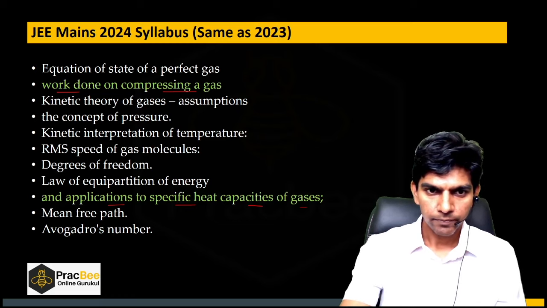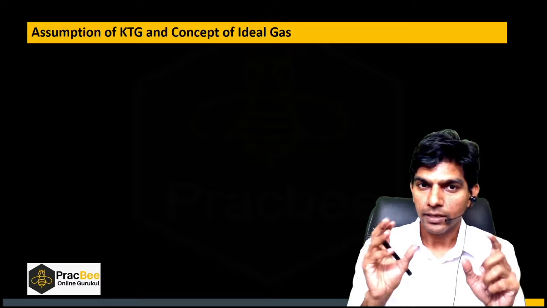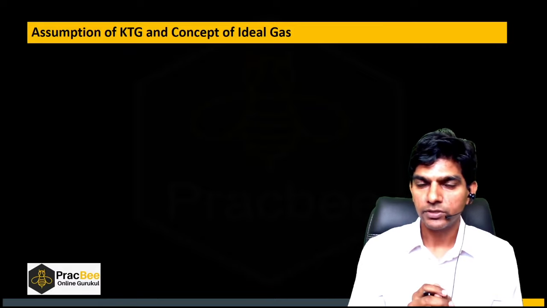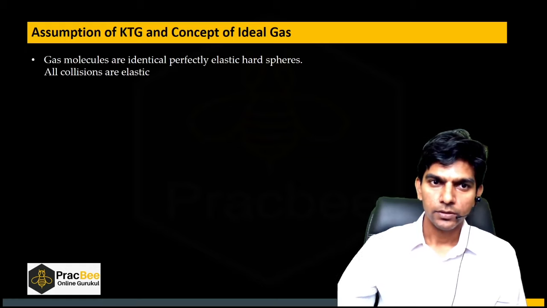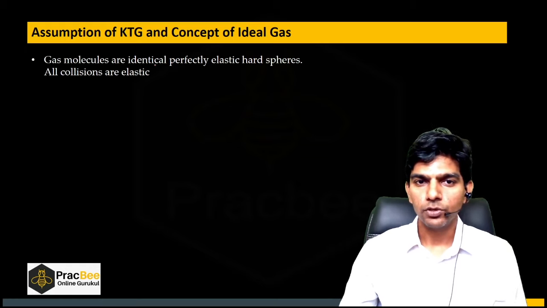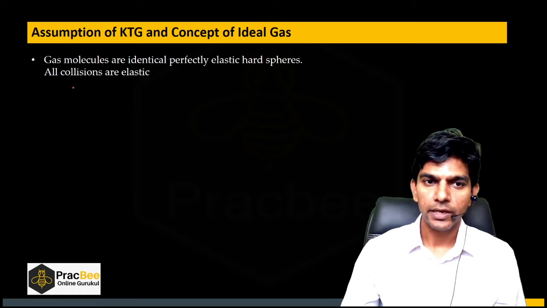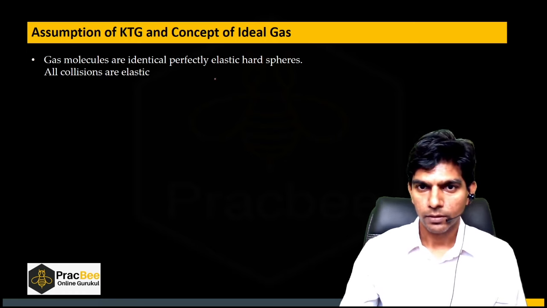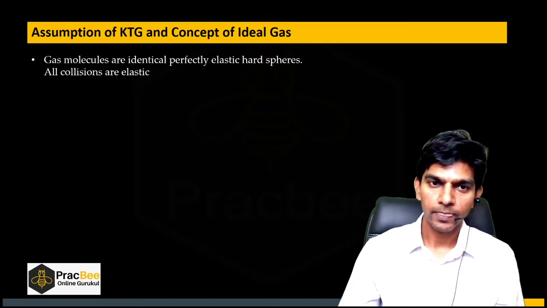Now let's start. Now let us see what are the assumptions in kinetic theory of gases. Again, these assumptions are important because there can be a theoretical question from these assumptions. So first, the gas molecules are identical, elastic hard spheres, and all collisions are elastic. Okay, so it means if the collisions are elastic, there will be no loss of energy.